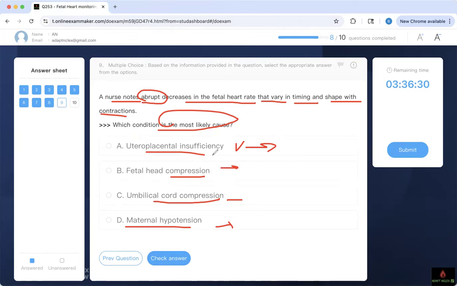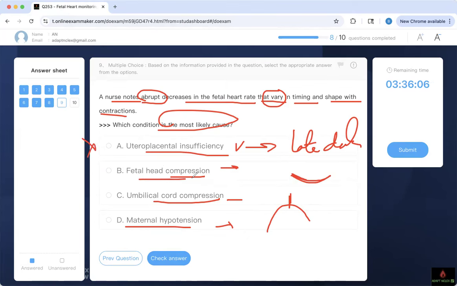Now, uteroplacental insufficiency will cause what? First, you say, that causes late deceleration. What is late deceleration? We saw that when mommy contracts, at the peak, that's when the baby's heart rate drops. Here it said the fetal heart rate varies. It doesn't change at the peak of contraction. Therefore, this is gone. Head compression will lead to early deceleration. There is no varying. This one has to mirror the mommy.